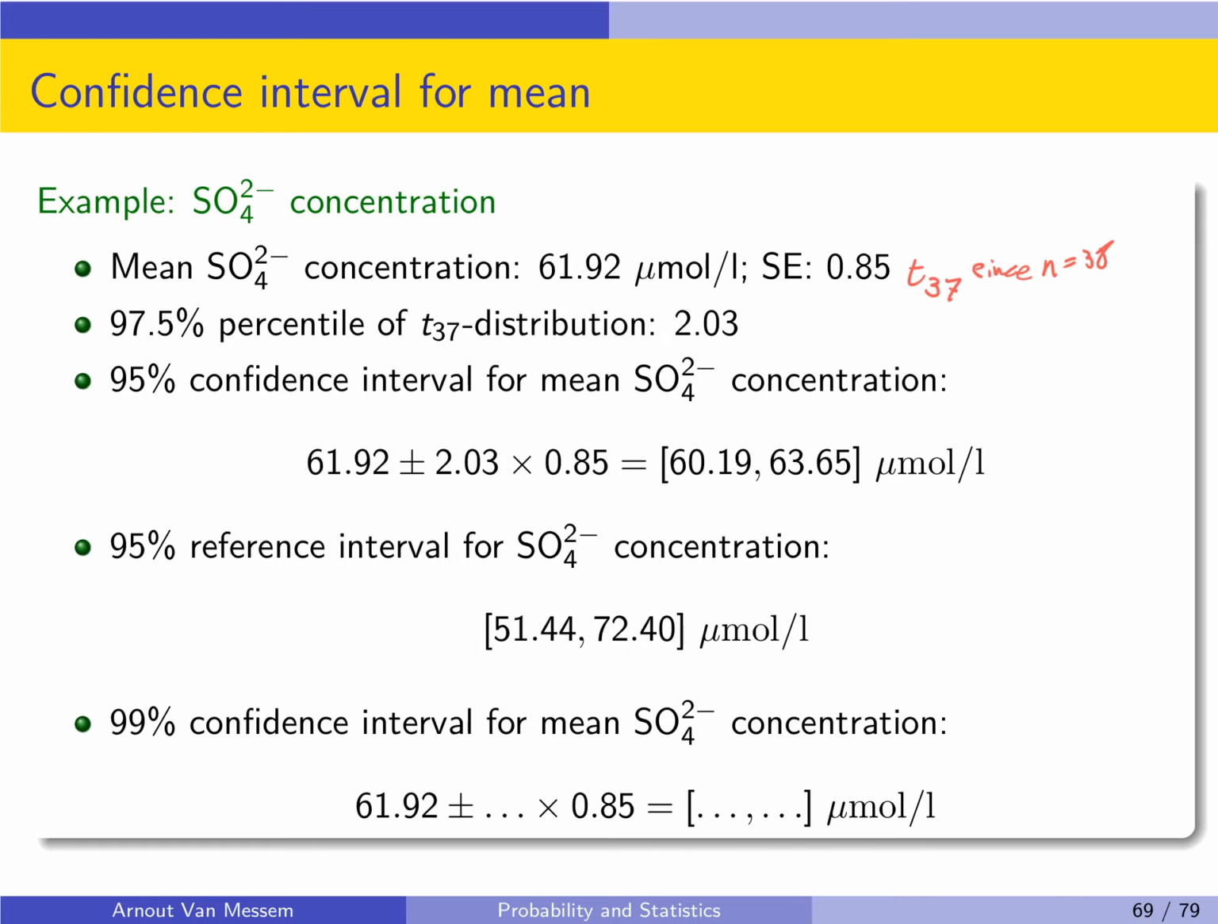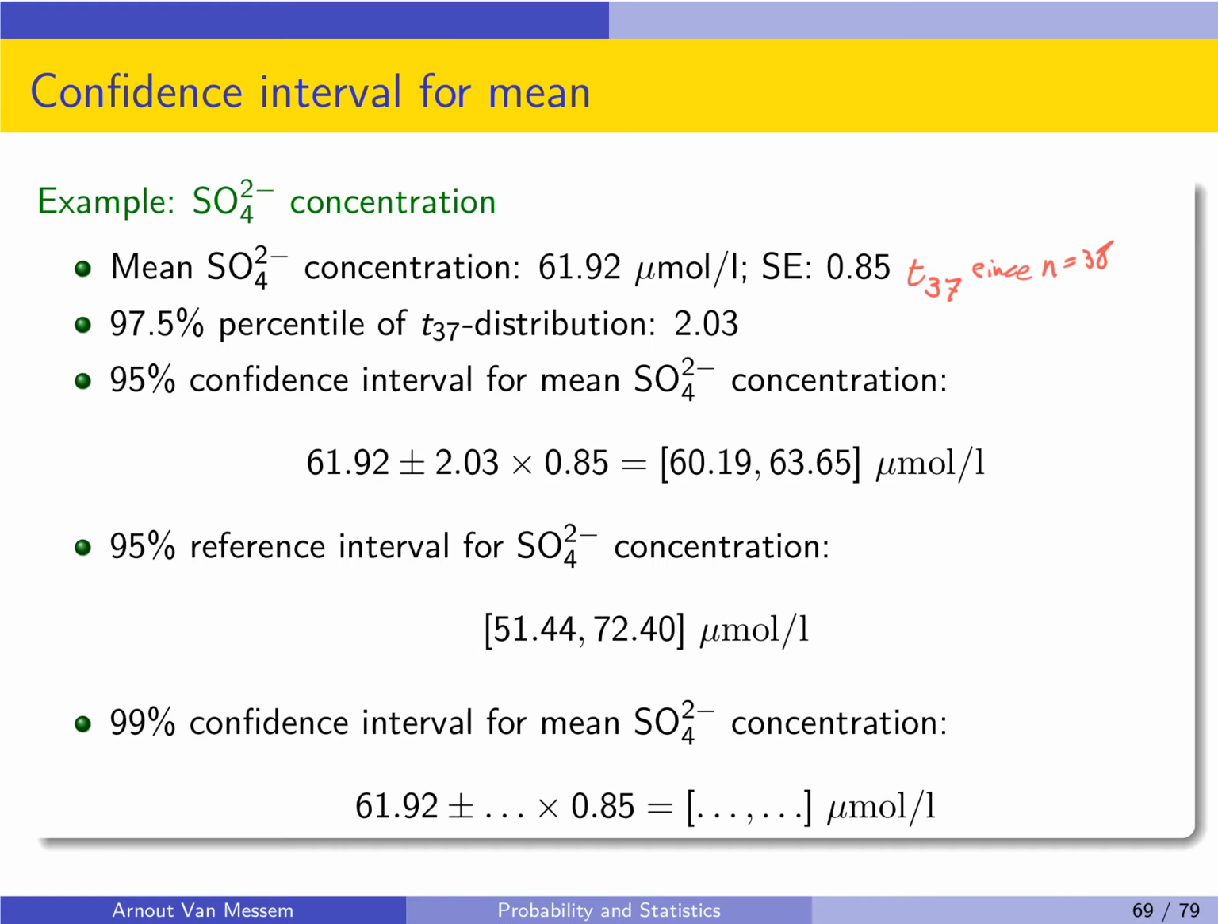So instead of using a 97.5 percentile, we will now be using a 99.5 percentile. We have an interval of 99%, so it means that 1% is outside of the interval, which means that 0.5% is on the left outside and 0.5% is on the right outside.